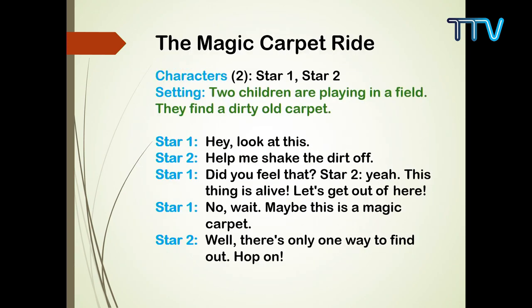Let's look at another sample, The Magic Carpet Ride. You have 2 characters, Star 1 and Star 2. And the setting, I told you in drama you have a setting as well, right? Two children are playing in a field. So this is the setting. And what do they find? They find a dirty old carpet. I have highlighted the setting in a different color. Star 1 and Star 2, these are the characters.